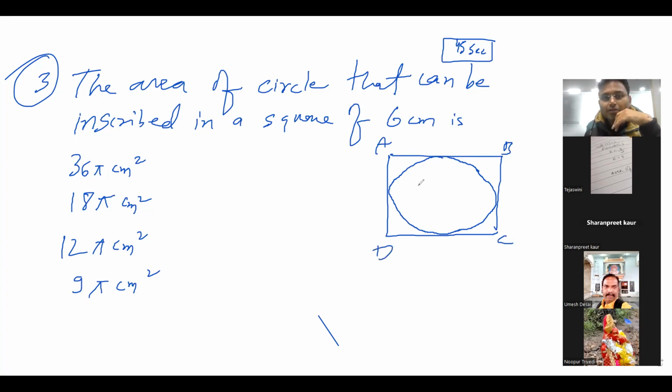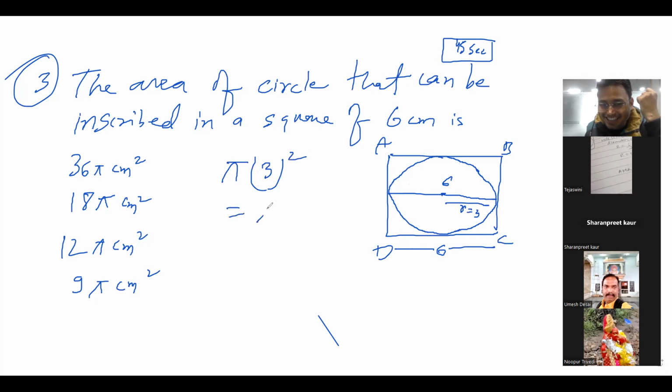Right? So now the square side is 6. So the area of a circle that can be inscribed. So this diameter will also be 6. Right? So radius will be 3. Now you can find the area of this circle. Pi r square, pi into radius r square. So it is easy peasy, 9 pi. आसान है.